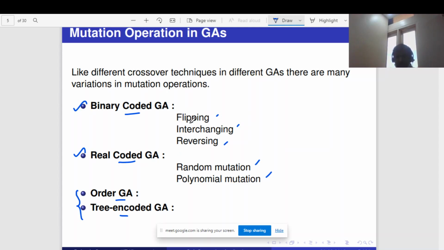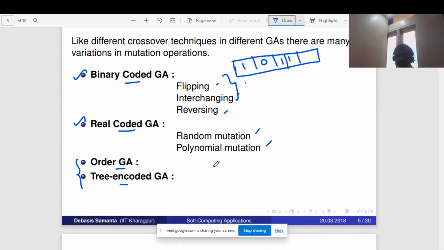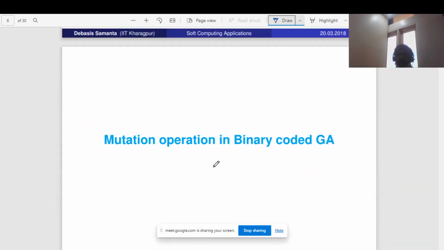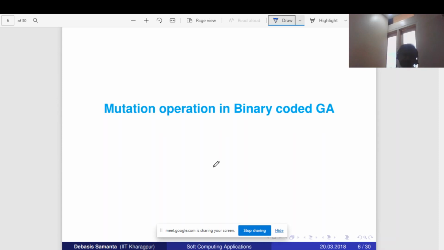The first 3 techniques, flipping, interchanging and reversing, are applicable only for binary coded GA. That is, if the chromosome is a combination of zeros and ones, then these 3 techniques are applicable. If the chromosome is a real number, if it is a real value, then you have to follow either random mutation or polynomial mutation. So let us first concentrate on how mutation operation is done in binary coded GA.